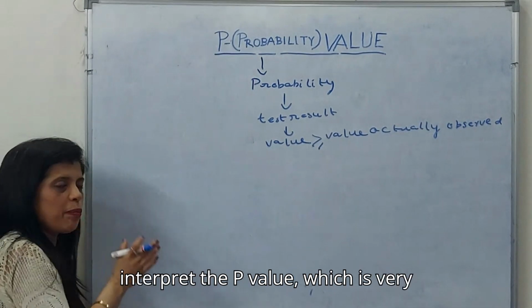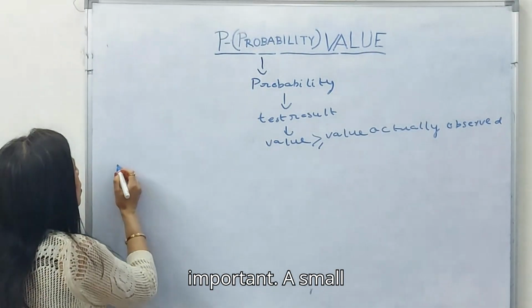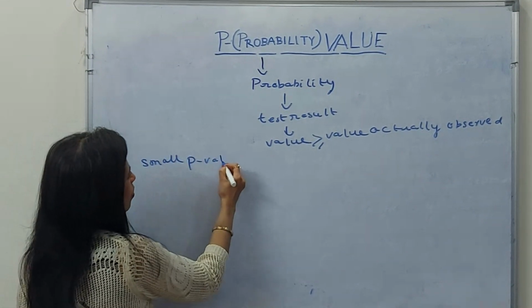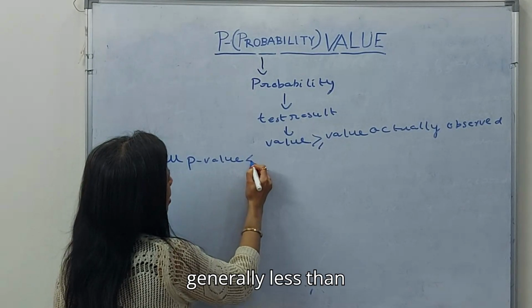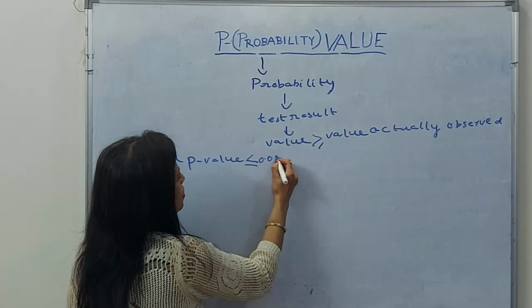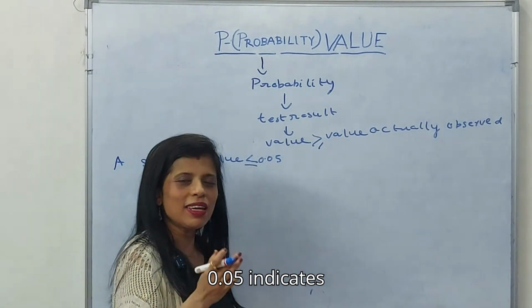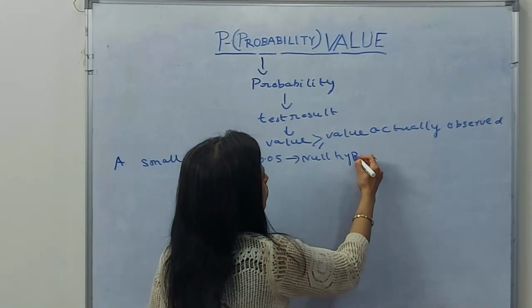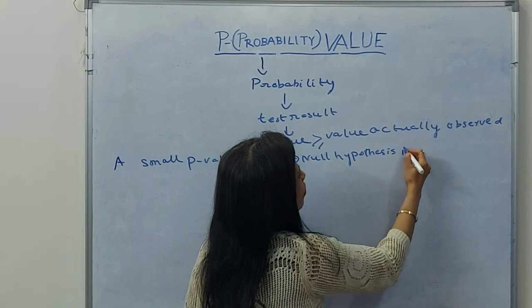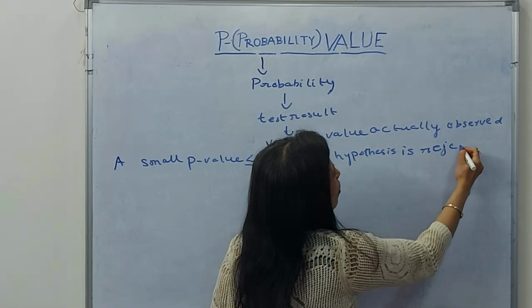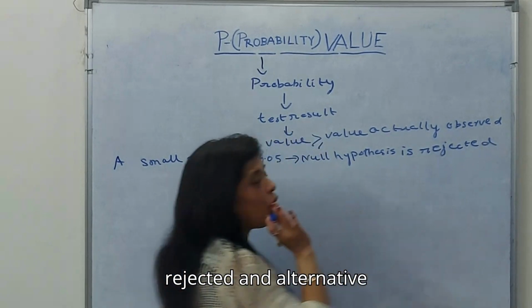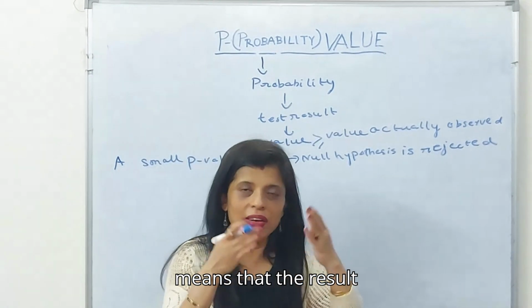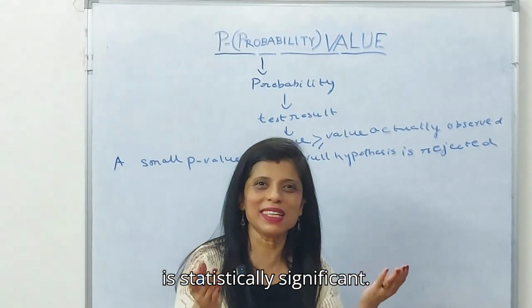Now, how to interpret the p-value? It is very important. A small p-value, generally less than or equal to 0.05, indicates that the null hypothesis is rejected and the alternative hypothesis is accepted, which means that the result is statistically significant.